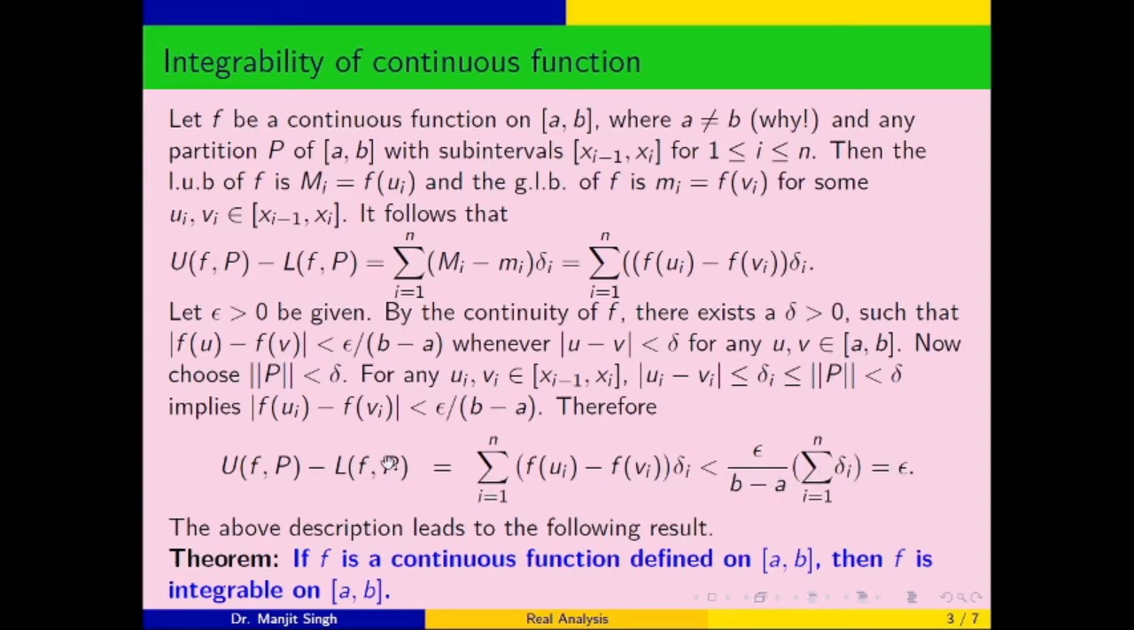So there is a partition P with a norm less than delta, for which the difference of upper sum and lower sum can be made less than epsilon, and therefore f is integrable due to our previous results we discussed. So we can conclude that if f is a continuous function defined on a closed interval [a, b], then f is integrable also.